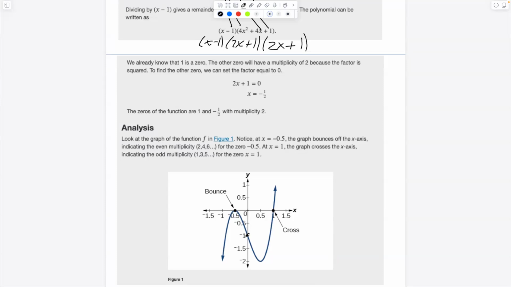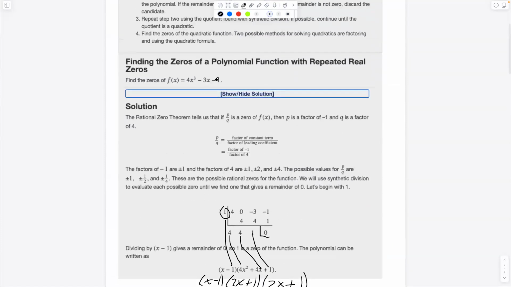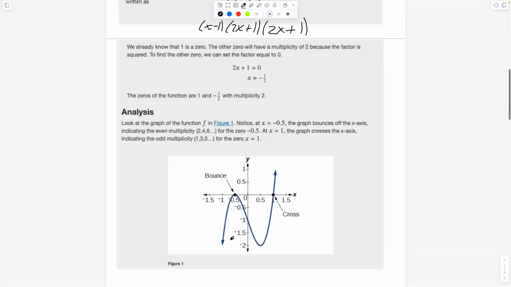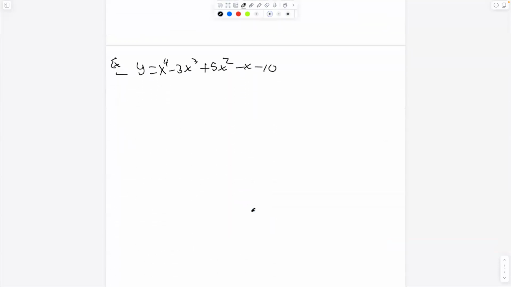And then we have to pass through at x equals 1 right there. What about our y-intercept? How do we find that? How do we always find the y-intercept? We plug in x equals 0. There's our y-intercept right there, (0, -1). So we've graphed that. Okay, let's look at another example.